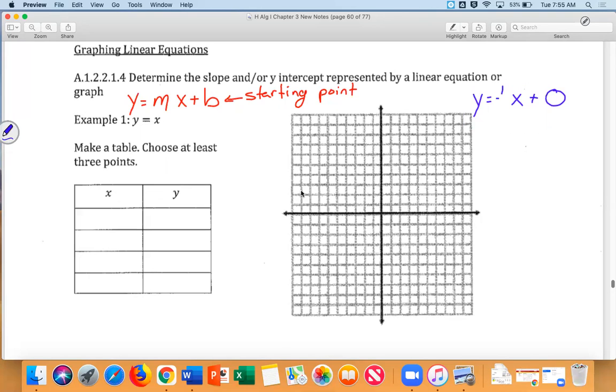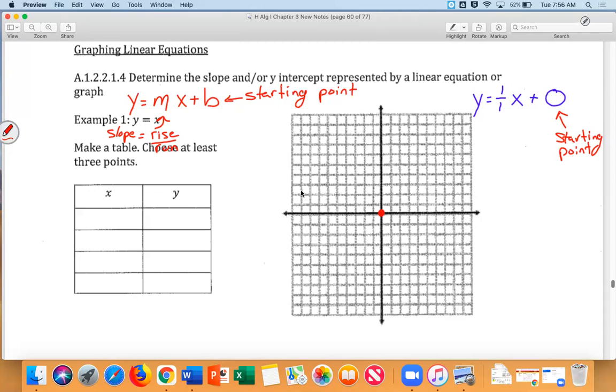All right, so let me break this down. Now that we've taken our example and made it into y equals mx plus b, I can start breaking it down. This number right here, I said is my starting point, so I'm going to put a point at 0. This number right here is my slope. This is equal to my rise over my run.